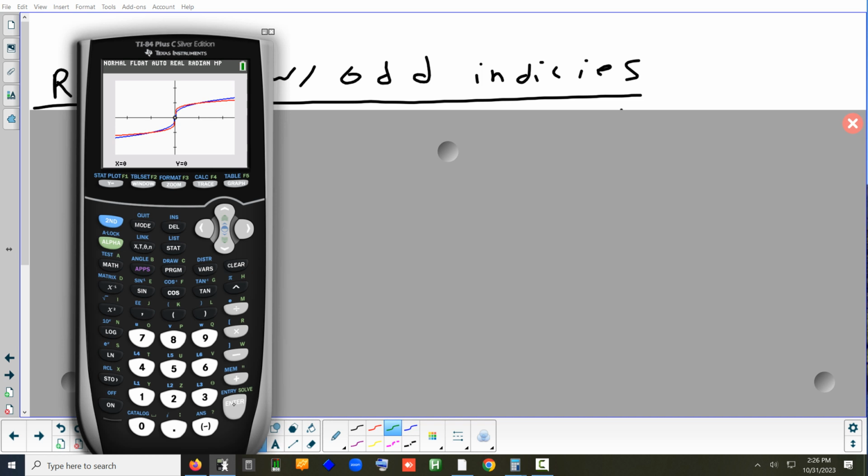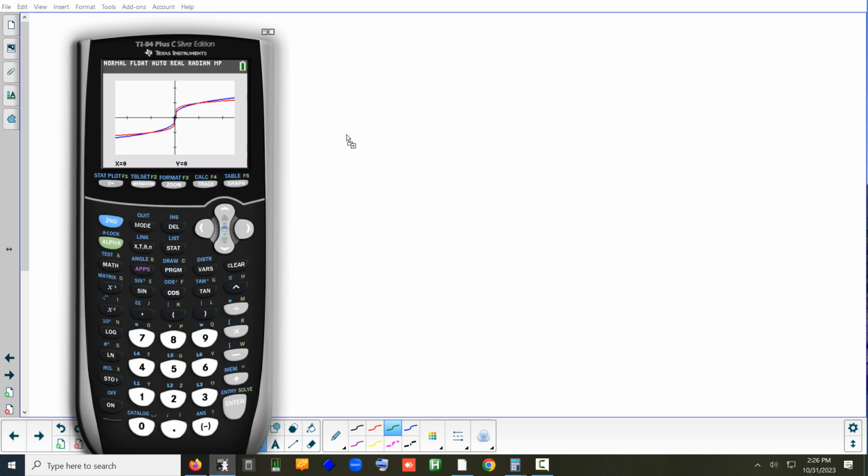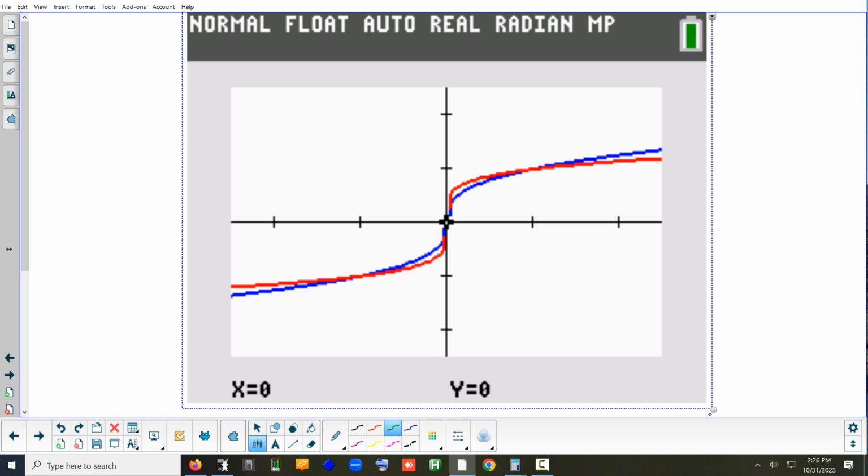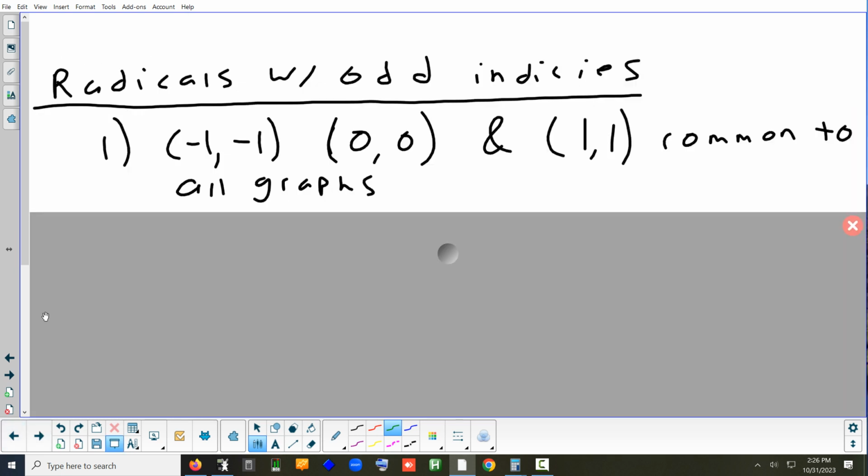Anybody think they see a point that both of them go through? 1, 1, definitely. -1, -1. Yep. And 0, 0. It's hard to see that, but yeah, they both go through 0, 0. So with odd roots, they share those 3 points. Even roots share 2 points.